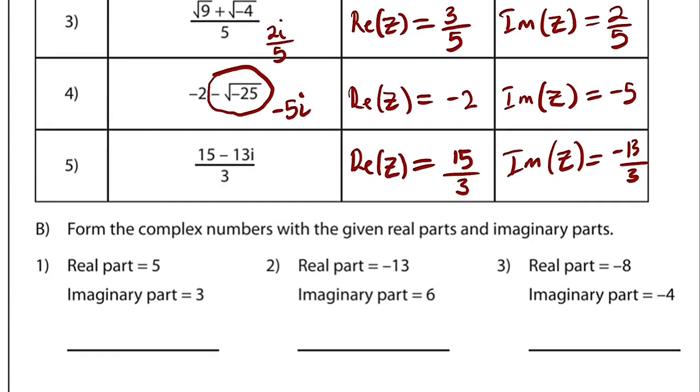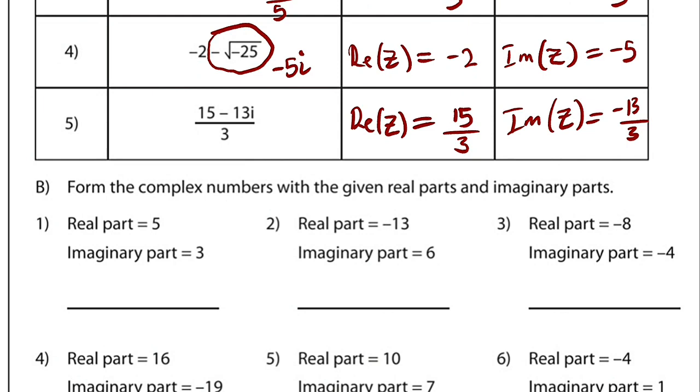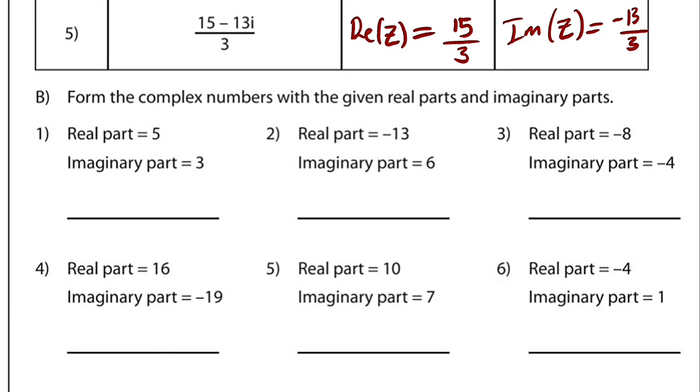What about the second part? We are given the real and imaginary parts, and we want to form the complex number at that point. So the complex number here is equal to the real part, which is 5, then plus the imaginary part, which is 3, then you bring your i. Coming here, we have negative 13 as the real part. Negative 13 plus the imaginary part 6i.